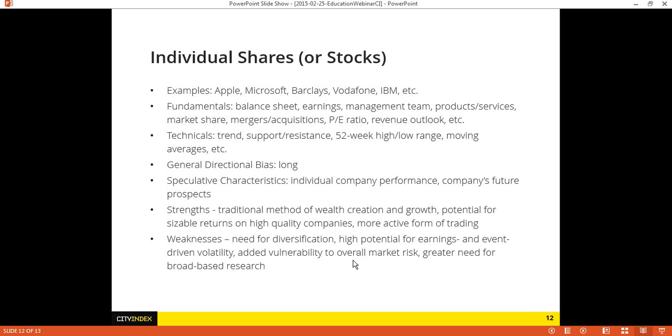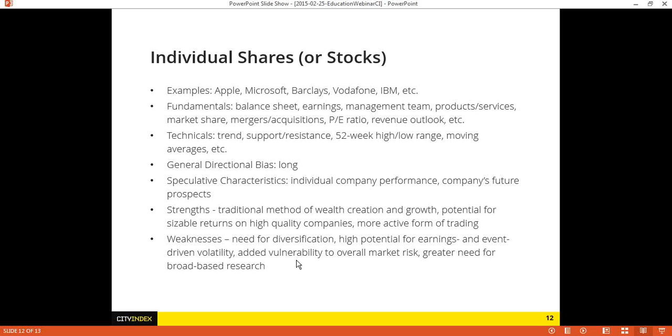Weaknesses: need for diversification. If you're going to be trading individual stocks, you should be trading a basket of them to diversify. For example, if you're trading only technology stocks, what if the whole technology sector suddenly plummets, as it's done many times before? Then all your holdings in those stocks completely ruin your day or your week or your month. So you want to diversify if you are trading individual stocks.